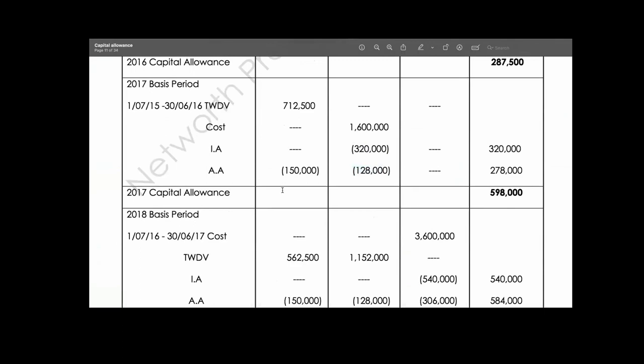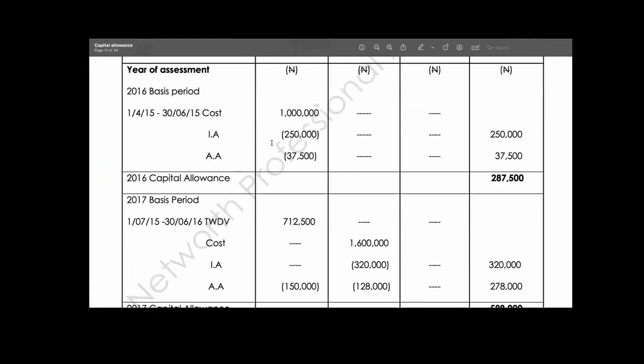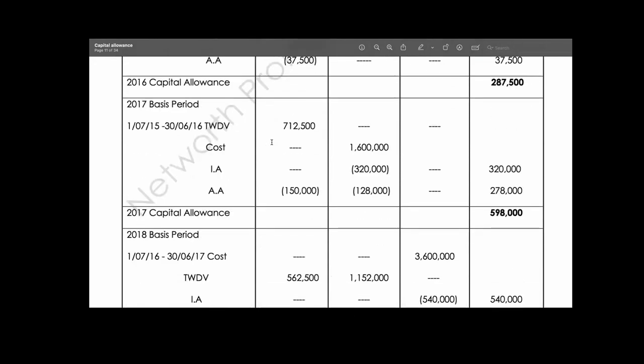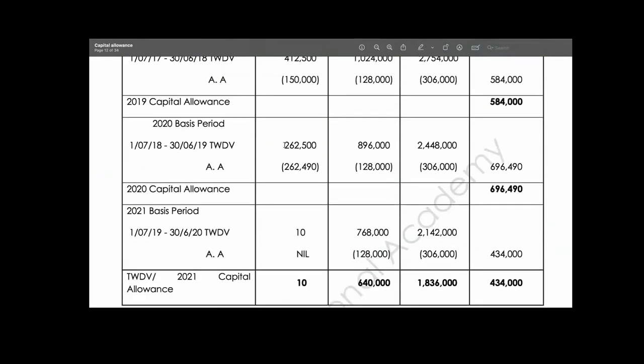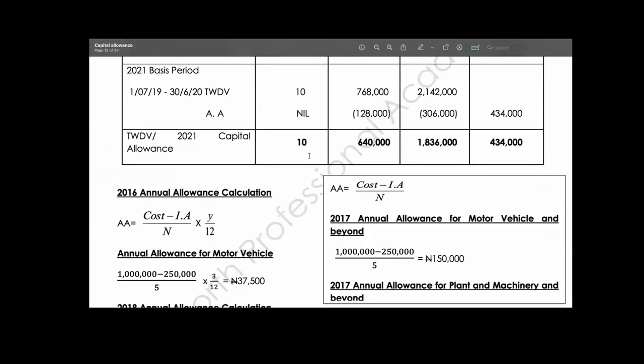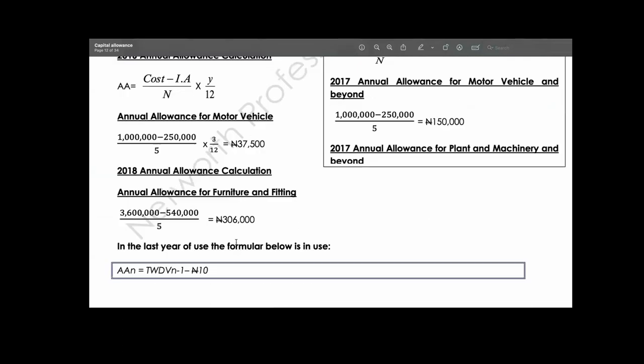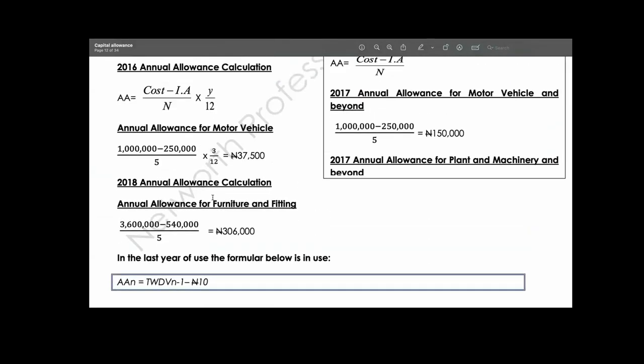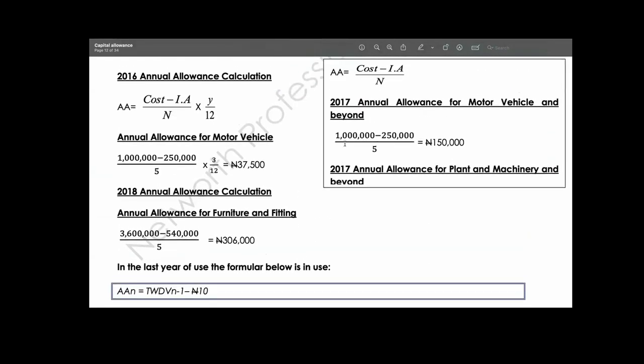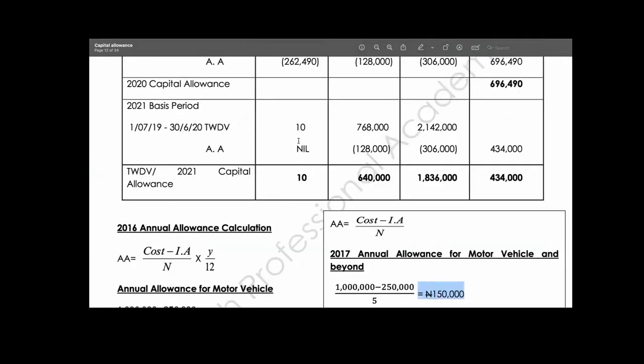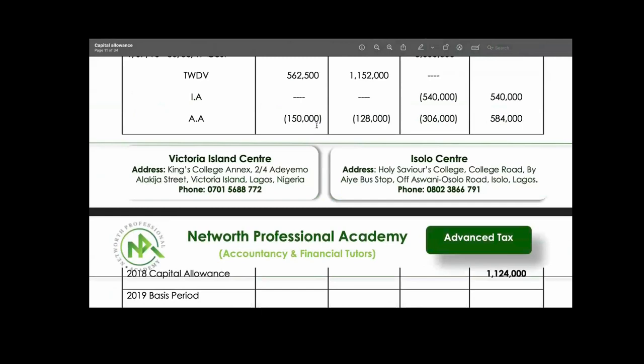Also, for the motorbike that was acquired prior to now, we need to calculate the annual allowance and ignore the proration, because in that second year, the asset enjoyed full capital allowance. Therefore, I'm going to recompute the capital allowance by saying 1 million minus 250 divided by 5, which will give you 150,000. And that is the 150,000 you saw here.